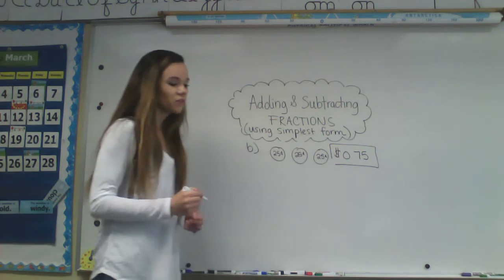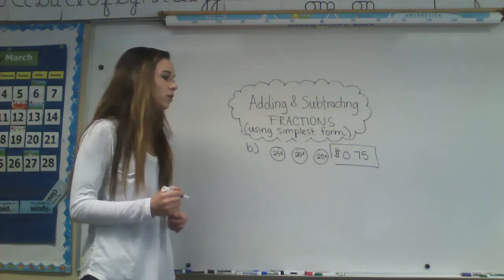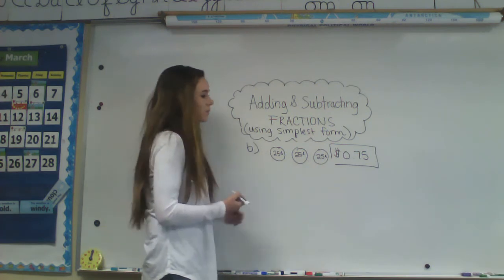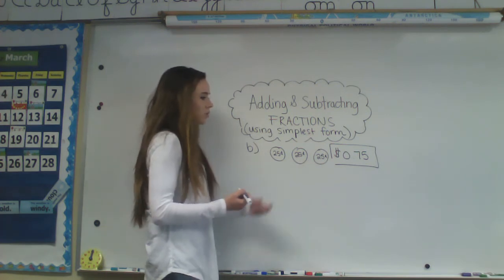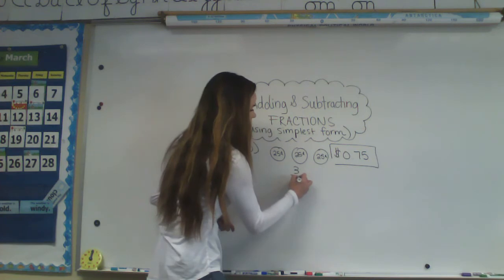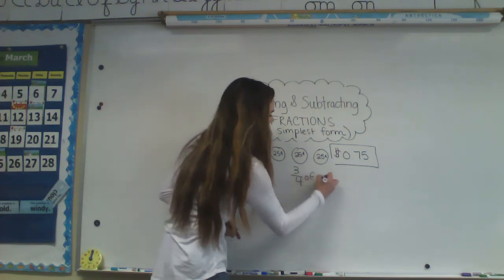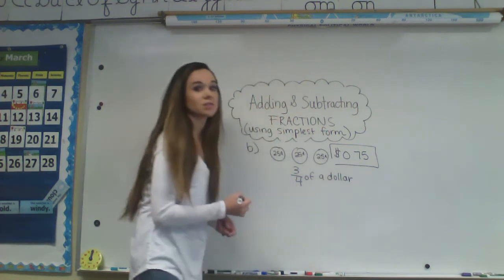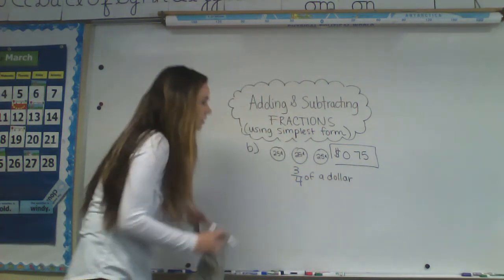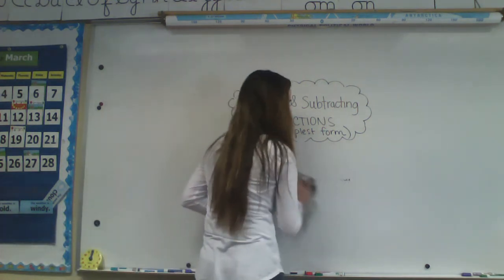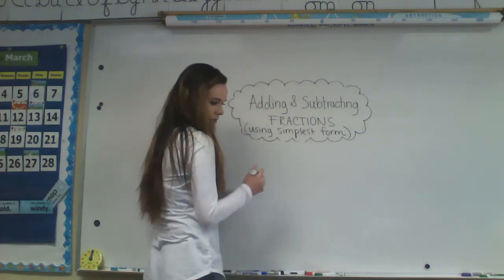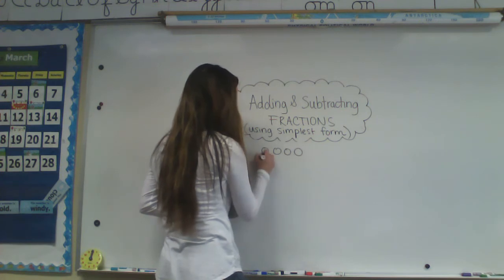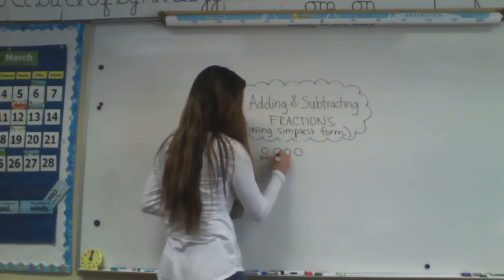But then you want to write the fraction of $1. Well, we know that 4 quarters would equal $1, but we only have 3. So we have 3/4 of $1 because it takes 4 quarters to make $1. If we were doing problem C, we have 4 dimes, which they all equal 10 cents.